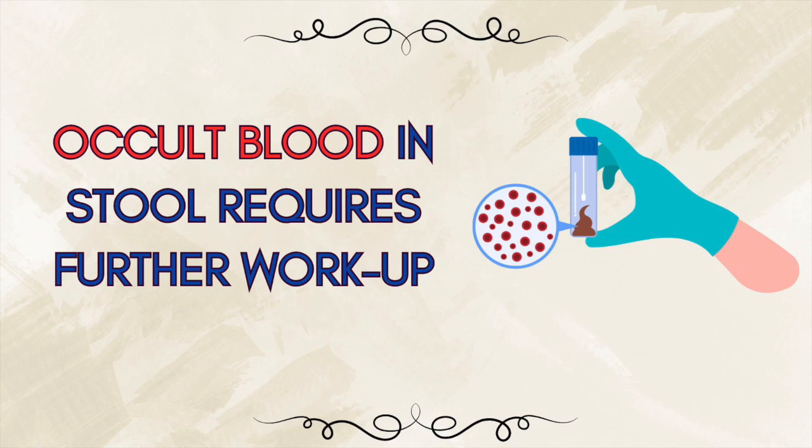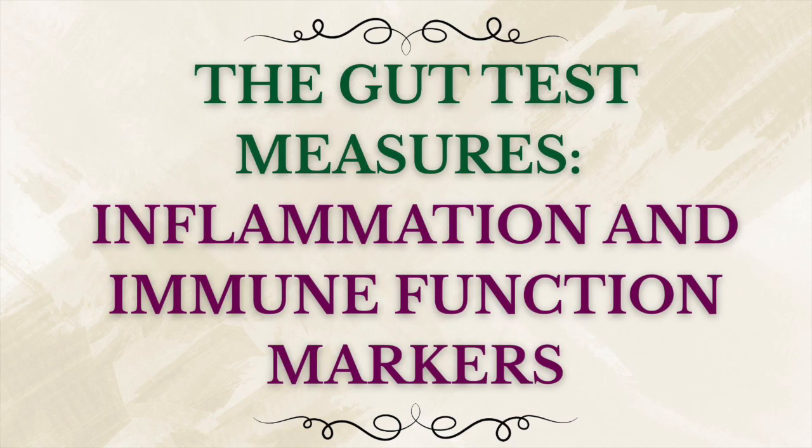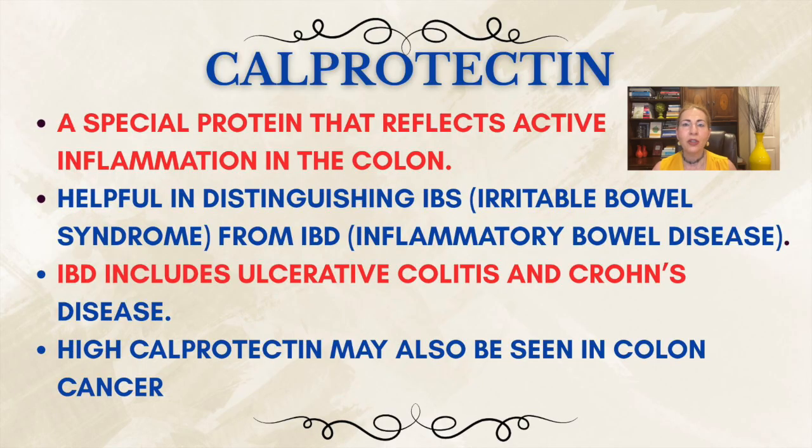The next section in the gut test is inflammation and immune function assessment. Inflammation in the gut doesn't always feel like pain, so it doesn't have to be necessarily painful. And here we do measure several markers. We measure calprotectin, a special protein that reflects active inflammation in the colon. Calprotectin is very helpful in distinguishing IBS, that is irritable bowel syndrome, from IBD, that is inflammatory bowel disease, and that includes ulcerative colitis and Crohn's disease.